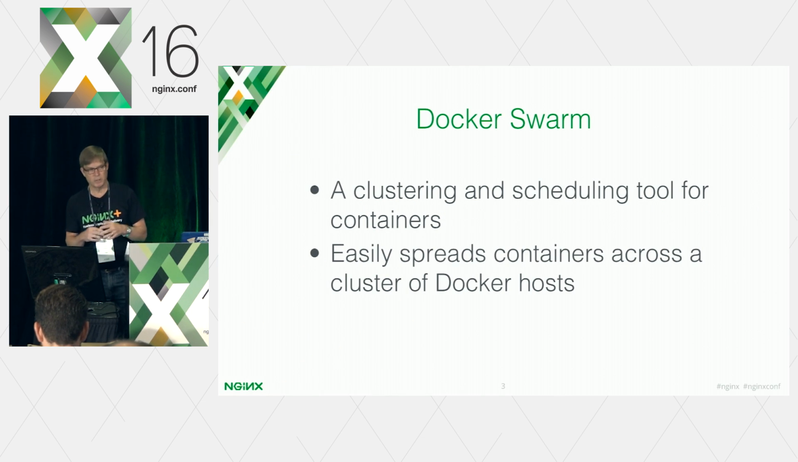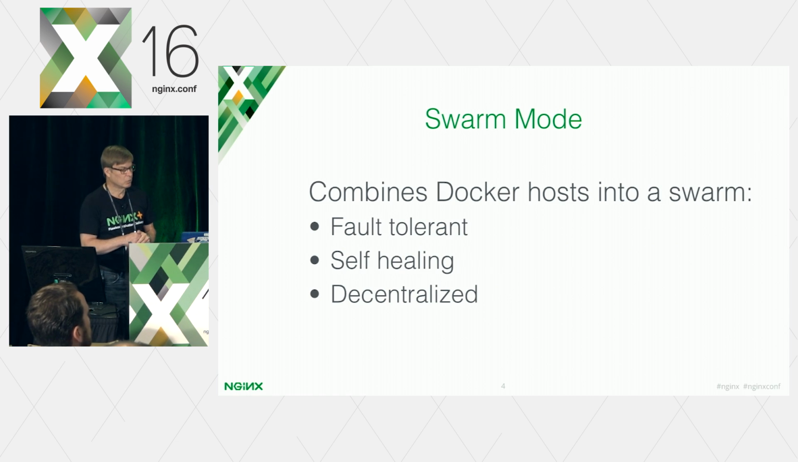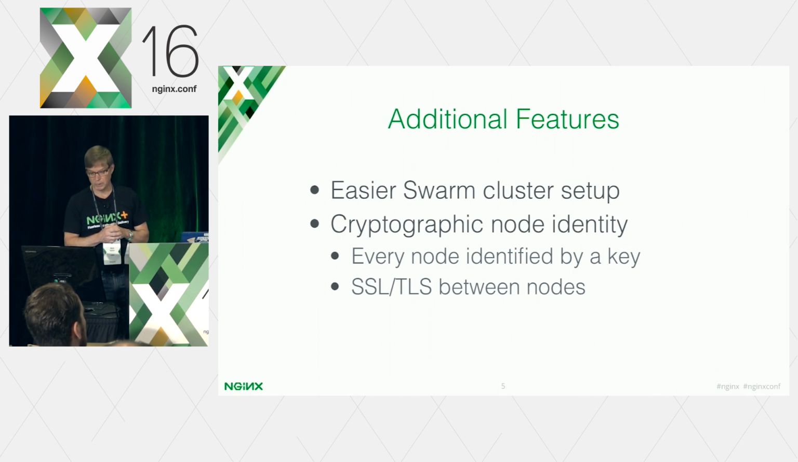So talking about Docker, Docker Swarm has been around for a while. It lets you create a cluster of Docker hosts, and then you can schedule containers across those hosts. With the new Docker and something called Swarm mode, where they've combined Engine and Swarm, you can now create a fault-tolerant, self-healing, and decentralized architecture. It's also easier to create your Swarm cluster, and each node is identified by a key, and all the communications between nodes is done over TLS.